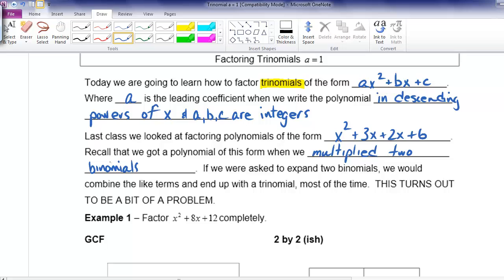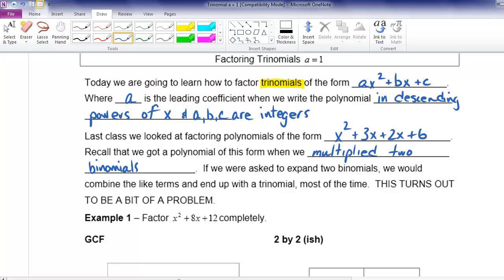So again, what I'd suggest you do is go back and look at binomial expansion. And what you will see is when we multiply two binomials, we get a polynomial with four terms. And as I say in my next note, if we're asked to expand two binomials, we would combine the like terms and we would end up with a trinomial most of the time. Sometimes we only get two terms. And this turns out to be a bit of a problem.